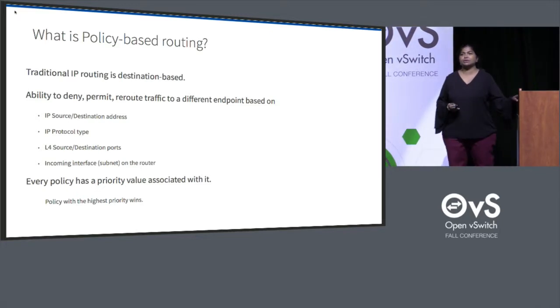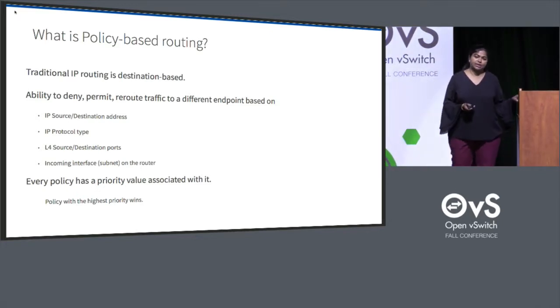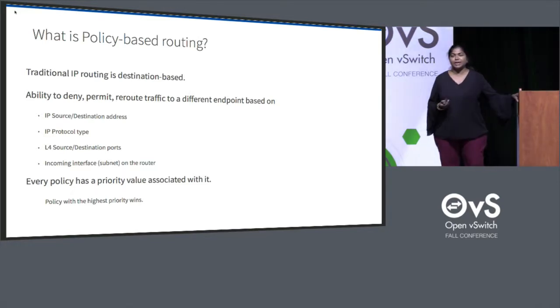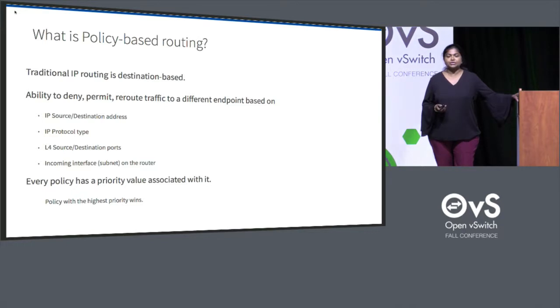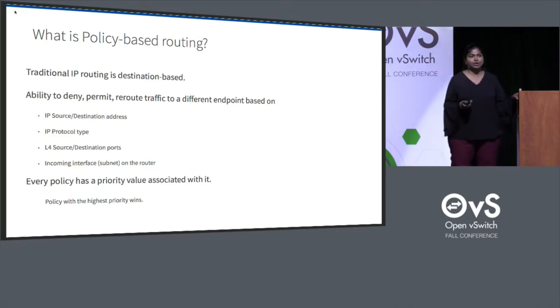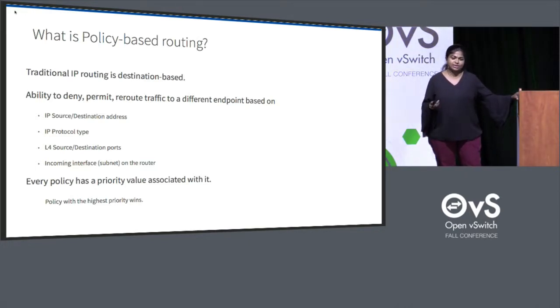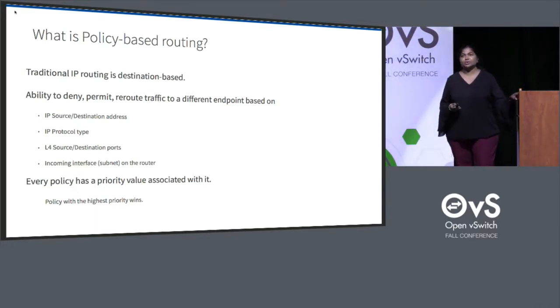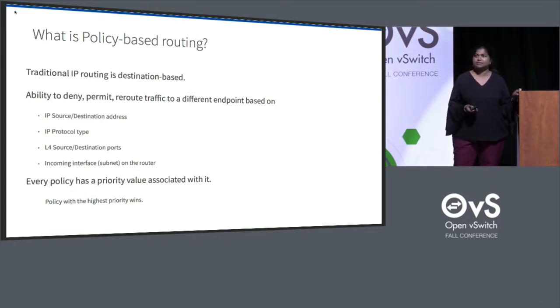So what is policy-based routing? Traditionally, IP routing is based on the destination field of the IP header. Policy-based routing gives us an ability to create a policy for packets and filter packets based on certain fields in the IP header, like the IP source and destination, the IP protocol type, L4 fields like source port, destination port, and even the incoming interface on the router. So every policy has a priority attached to it. So if a packet matches multiple policies, the policy with the highest priority wins.